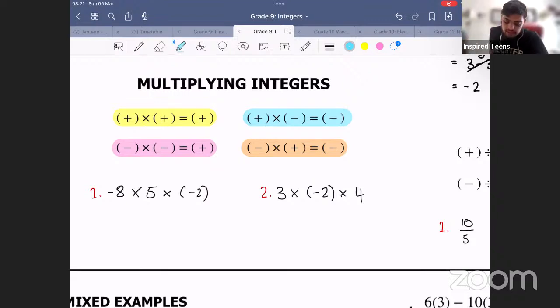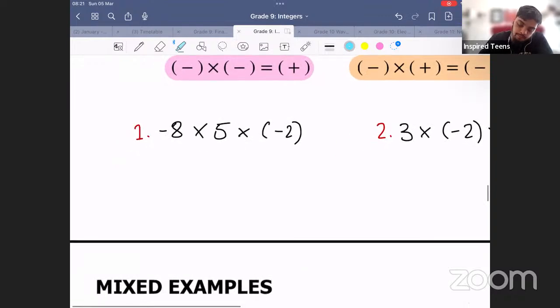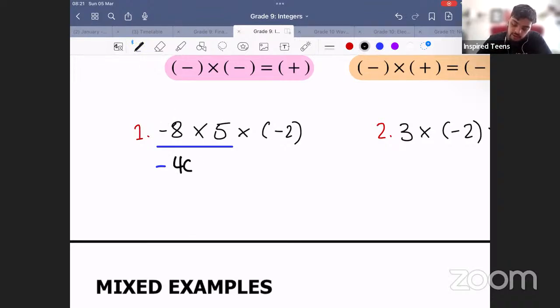Okay, so let's look at these examples, right? They only contain multiplication. So firstly, I have negative 8 times 5. So negative times a positive, because 5 is a positive. So overall, my answer for that is going to be negative. And I can just do the calculation. So 5 times 8 is 40. So this is negative 40.